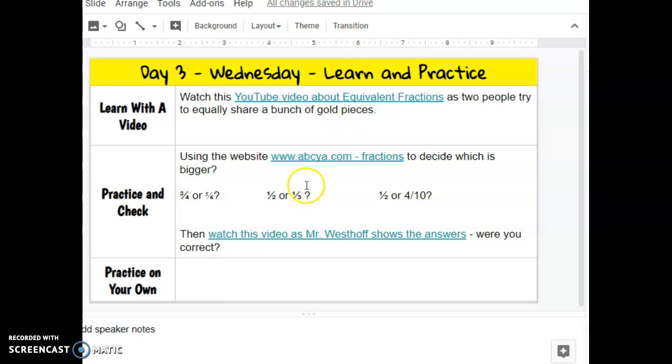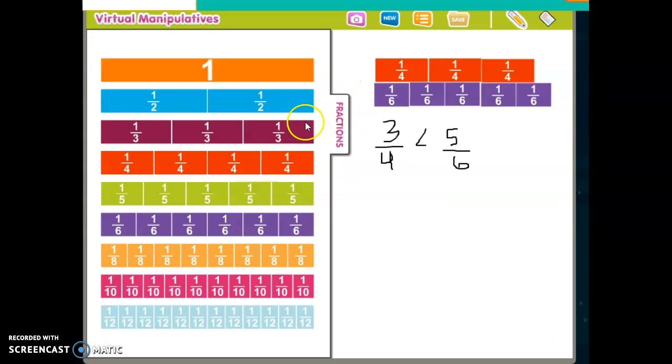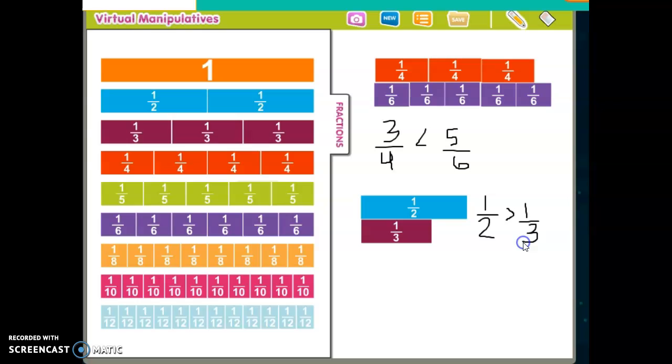The next one was 1/2 or 1/3. So here's 1/2. Here's 1/3. I'm going to line them up perfectly next to each other. Well, it looks like 1/2 is bigger than or greater than 1/3. Remember, don't be tricked by this denominator. This 3 means that there's 3 pieces. 3 pieces will always be smaller than 2 pieces.